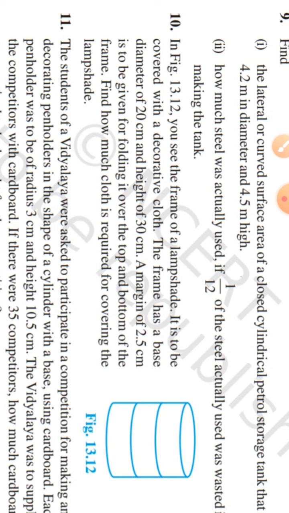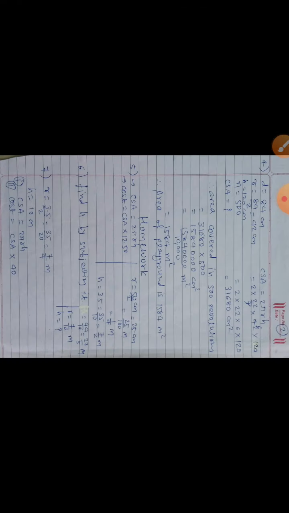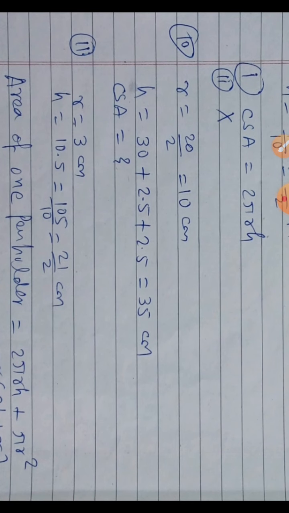So we have to find here curved surface area only, because this lampshade is open from both ends. Okay, but this extra thing is here, so we go to that hint portion. Look at number 10. R equal to 20 by 2, 10 centimeter. S equal to 30 plus 2.5 plus 2.5. Why? From both ends 2.5 centimeter that material is being folded. So it will become 30 plus 5, 35. 2.5 plus 2.5 become 5, 5 plus 30 become 35. Now nothing to do, only find CSA.